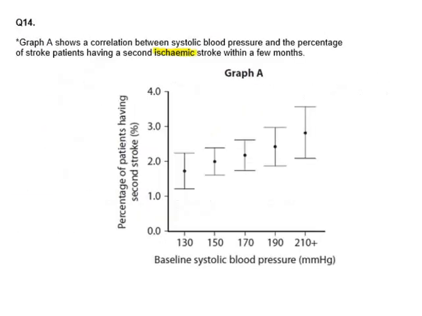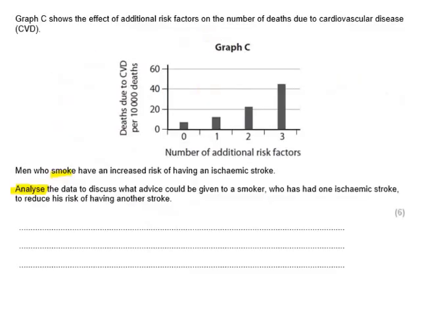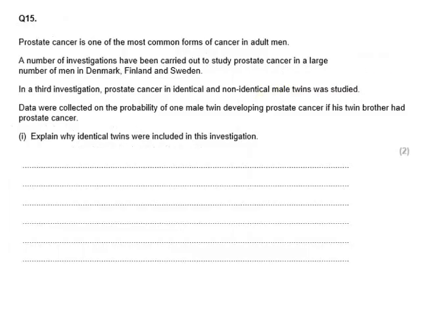Maybe they're not the best graphs. You know, we can see here that the error bars overlap. Here we can see that we've got a high salt diet and a normal salt diet. We don't actually know what they mean. They've not given specific quantities of salt here, so you can criticize that. You can say that the study did not go for long enough. All of these are relevant and can give you the marks you need for this question.